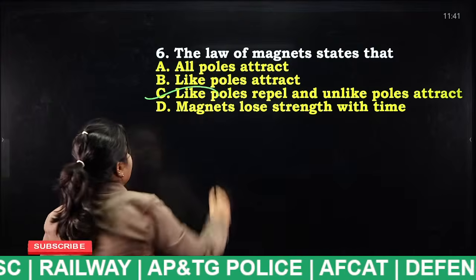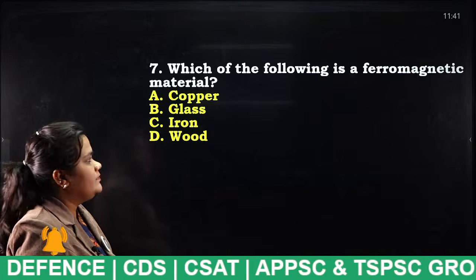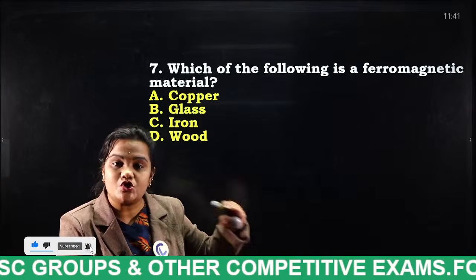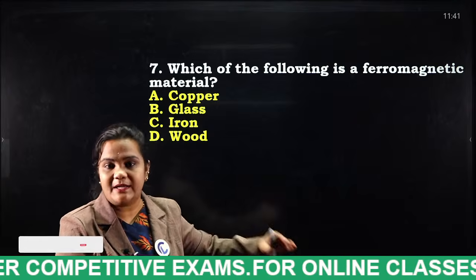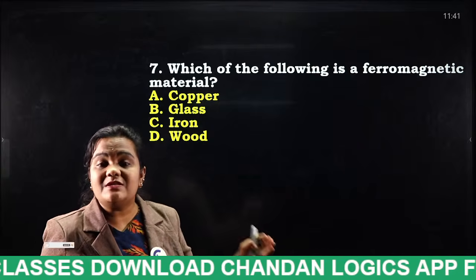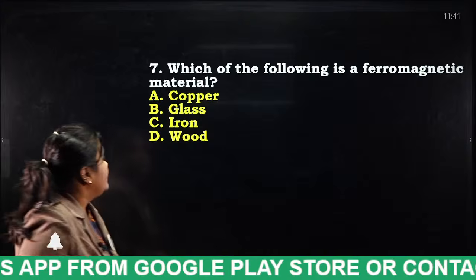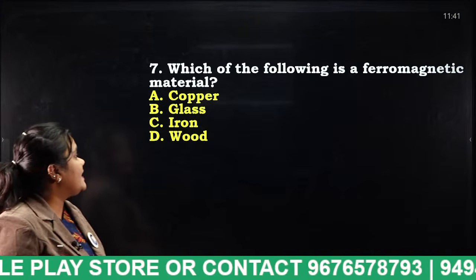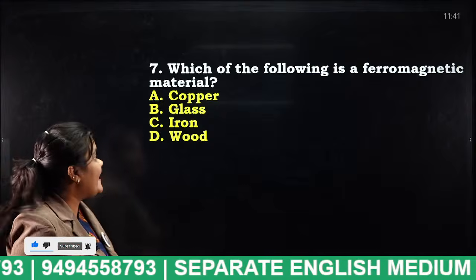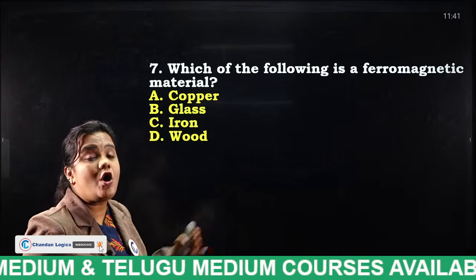Very good. Which of the following is a ferromagnetic material? Copper, glass, iron, or wood? I have already told you that among all types of magnetism, ferromagnetism has the strongest magnetic strength. So among the four options, which material exhibits ferromagnetic properties? Copper has diamagnetism. Copper is the example for diamagnetism. Glass and wood are considered non-magnetic materials.